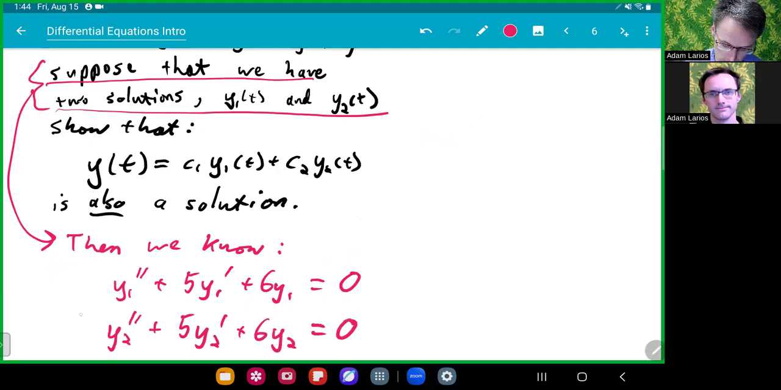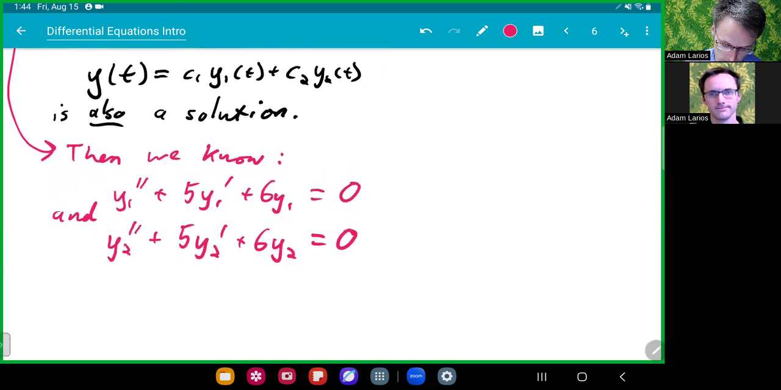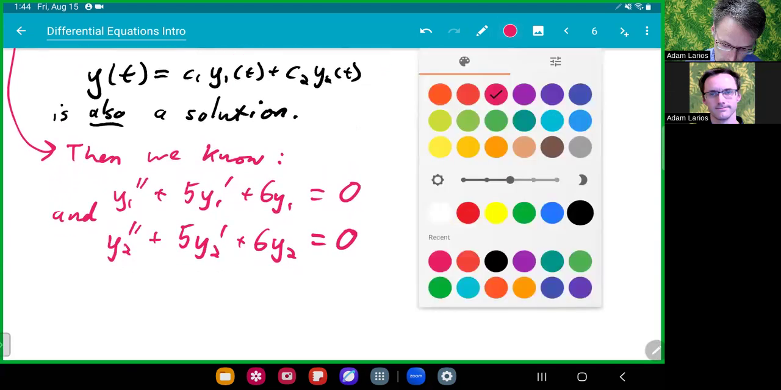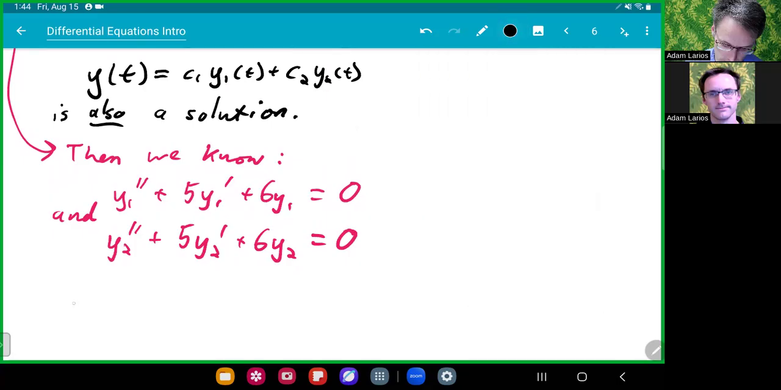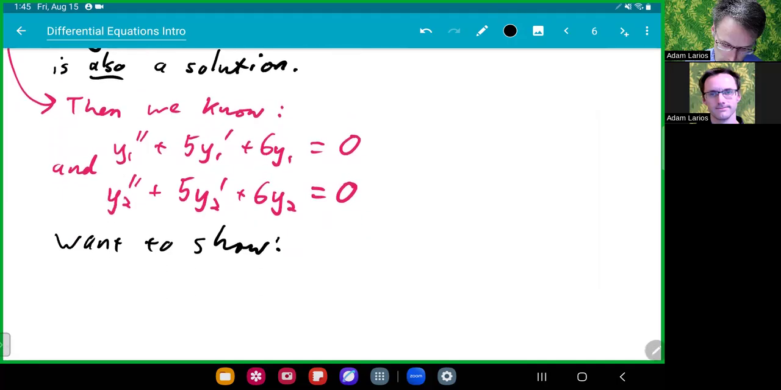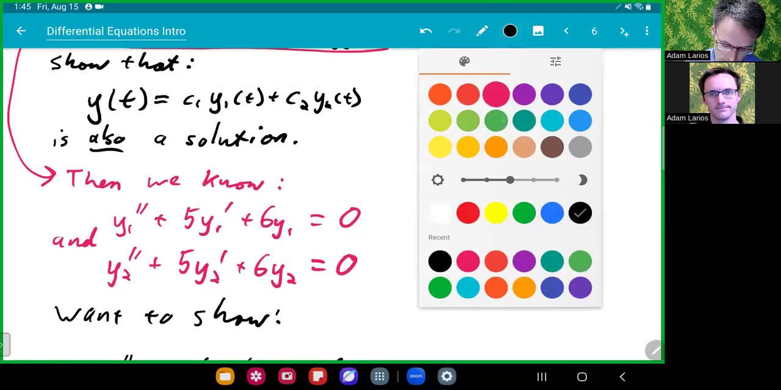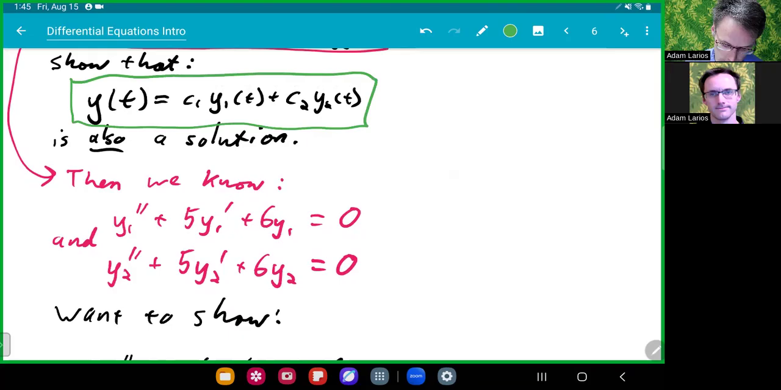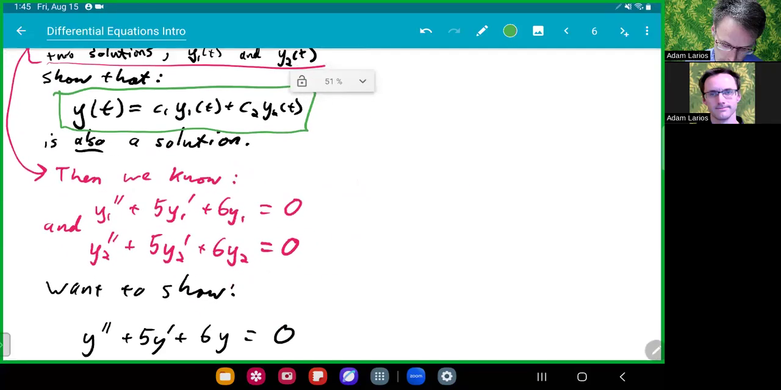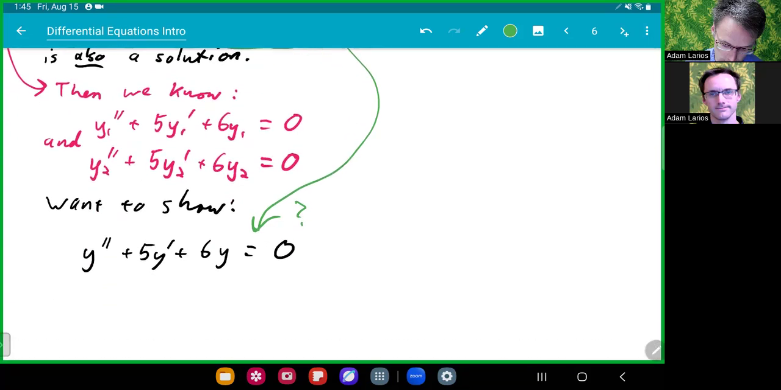So similarly for y2, both of these things are true. That's what it means for y1 and y2 to be a solution. So what do we want to show? We want to show that y double prime plus 5y prime plus 6y is equal to 0, where y is given by this expression. Y is what's called a linear combination of y1 and y2. So we want to show that this is true. So let's check.